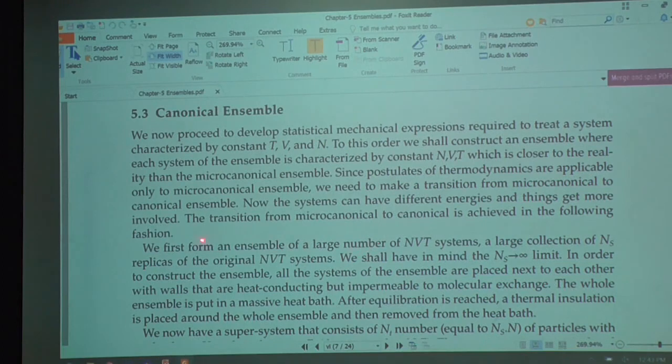What is now done is we first form an ensemble of a large number of identical systems, mental replicas, a large collection. Now I am going to introduce a new notation, N_T, the total number of systems in the ensemble. Each system is characterized by NVT. So how many total particles do I have? N_T times N. What is the total volume? N_T times V. But temperature doesn't matter because temperature is an intensive property.